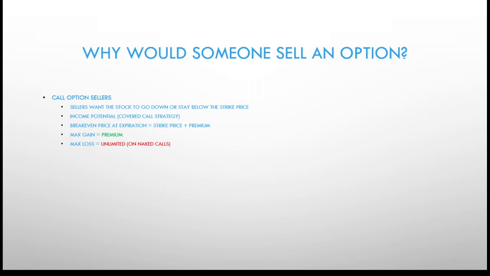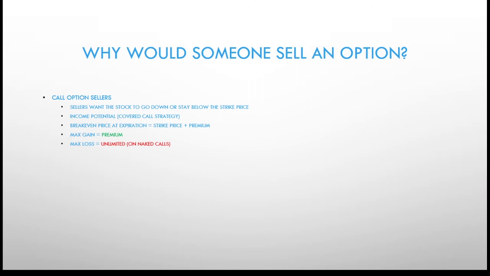The risk to selling calls is that Apple does indeed go above the strike price of $150, let's say to $155. Well, instead of being able to sell your shares for $155, you're obligated to sell them at $150. And any stock could technically go much higher than that at any moment, which is why your max loss could be unlimited.